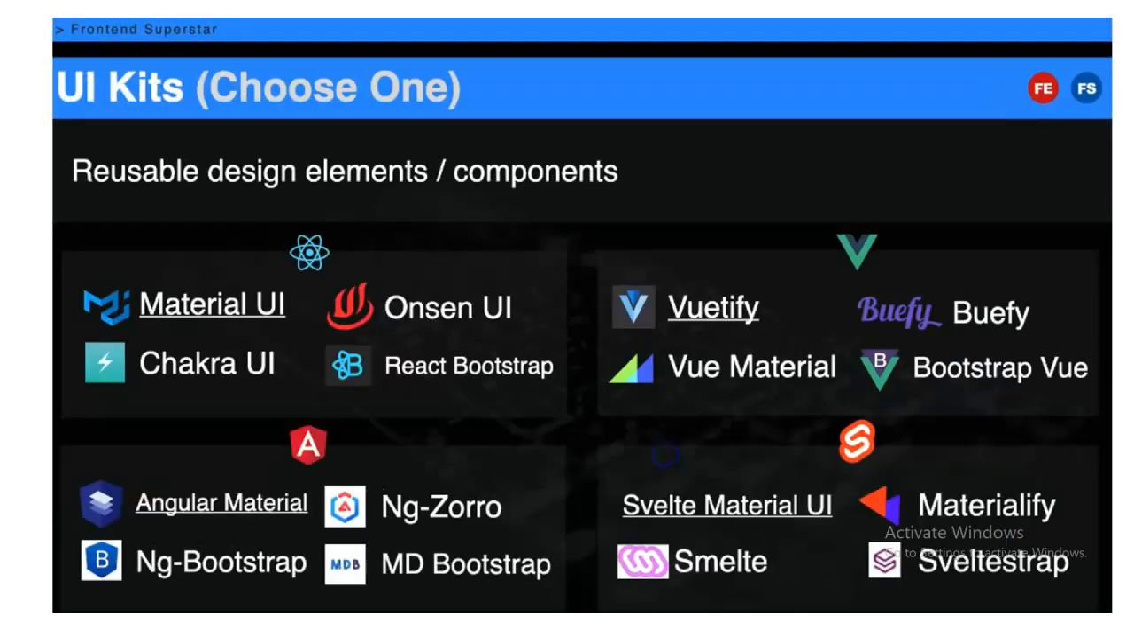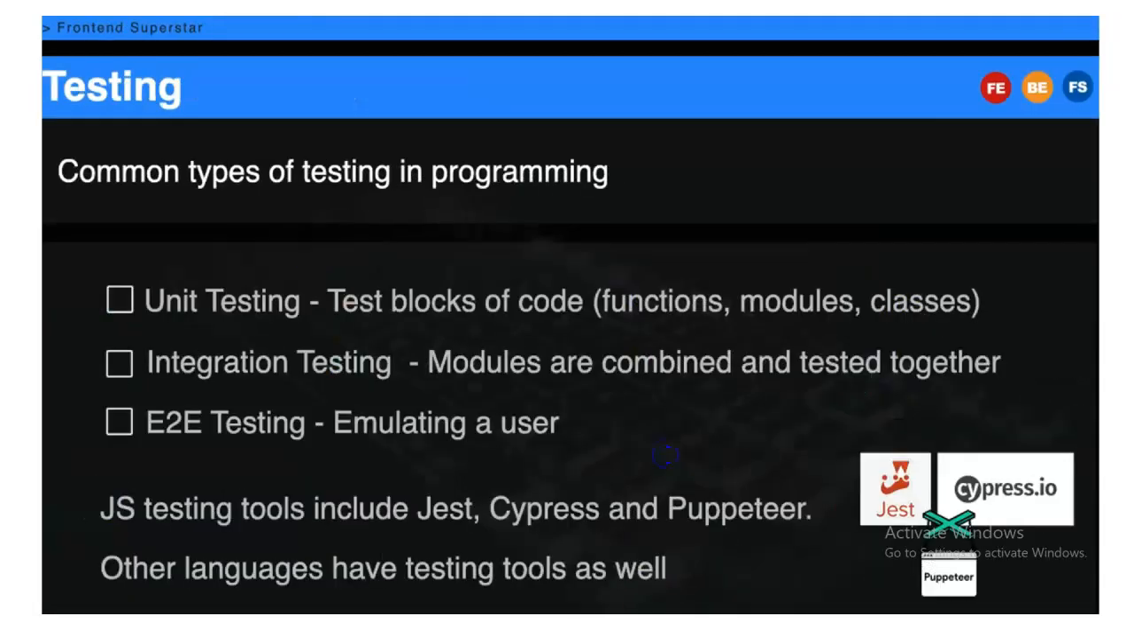Now, reusable design element components. Material UI, Chakra UI, React Bootstrap, Vue Material, Vuetify, Bootstrap Vue, Angular Material, and so on. Common types of testing in programming.